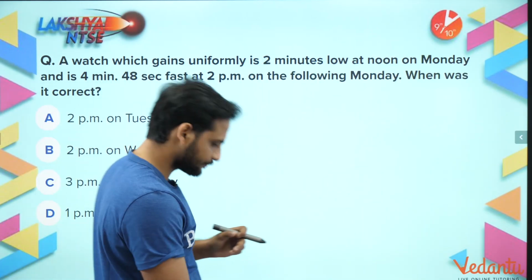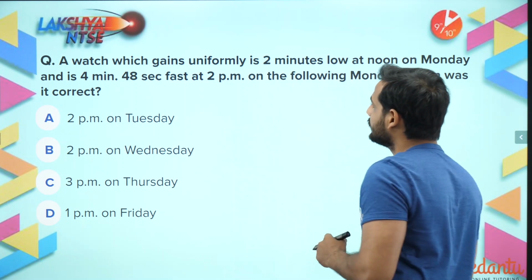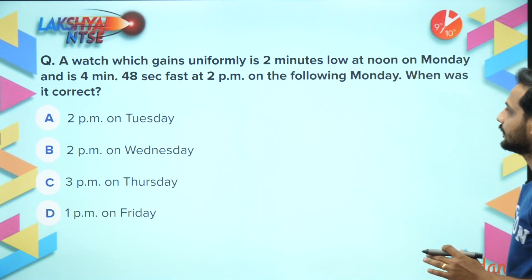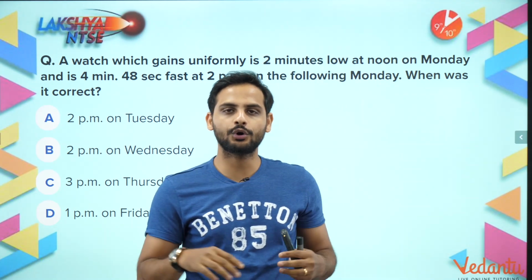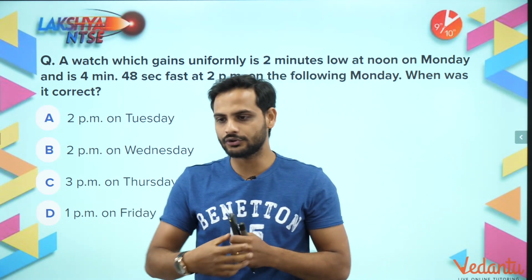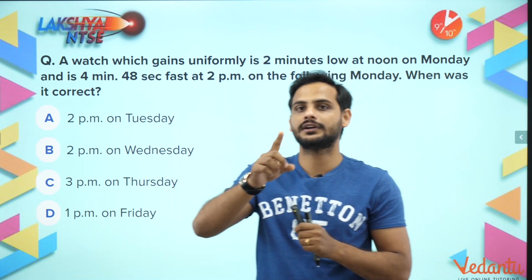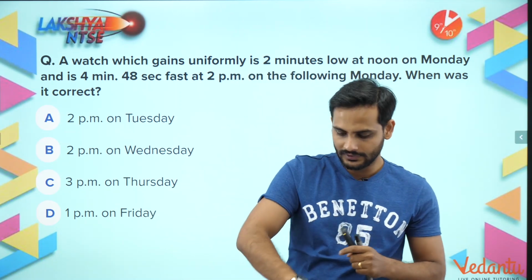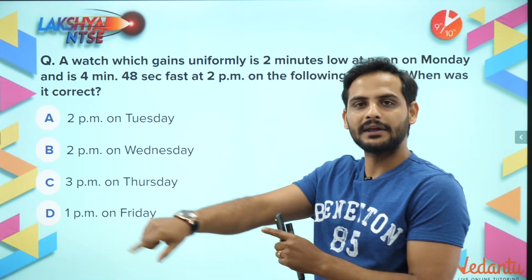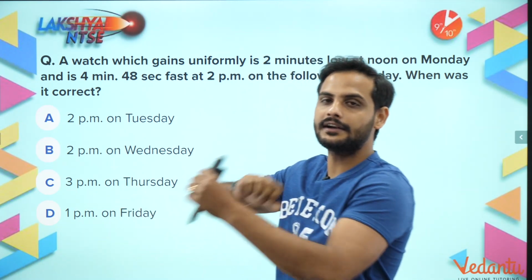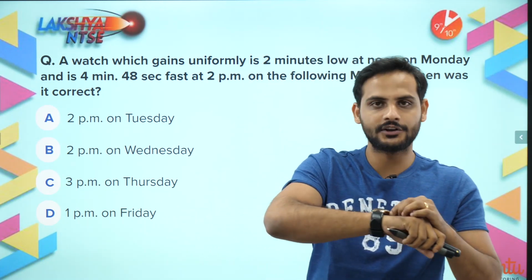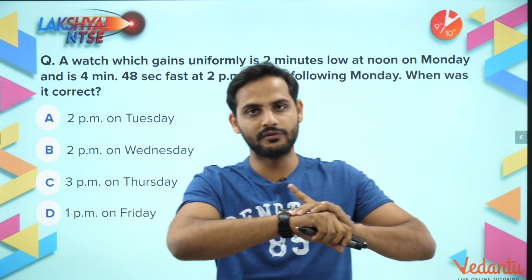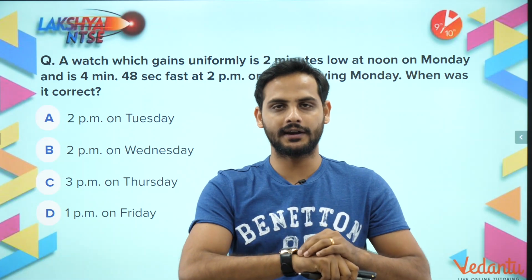The next question is: a watch which gains uniformly. Now see, this is a concept. Gains means, suppose your watch is running fast. Suppose my watch and some other watch, we set the watches to exactly meet at 2 o'clock. My watch is moving correctly, the other watch is not moving correctly.